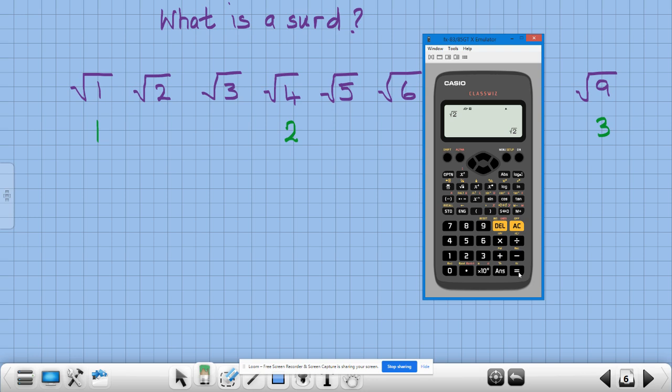If we want to show it as a decimal, we have to use this button here, which is the surd to decimal button. And if I press on that, we are going to get 1.414213562. So it's going to give us that value to 9 decimal places. But that's not where that ends. It's just where it ends on the calculator.